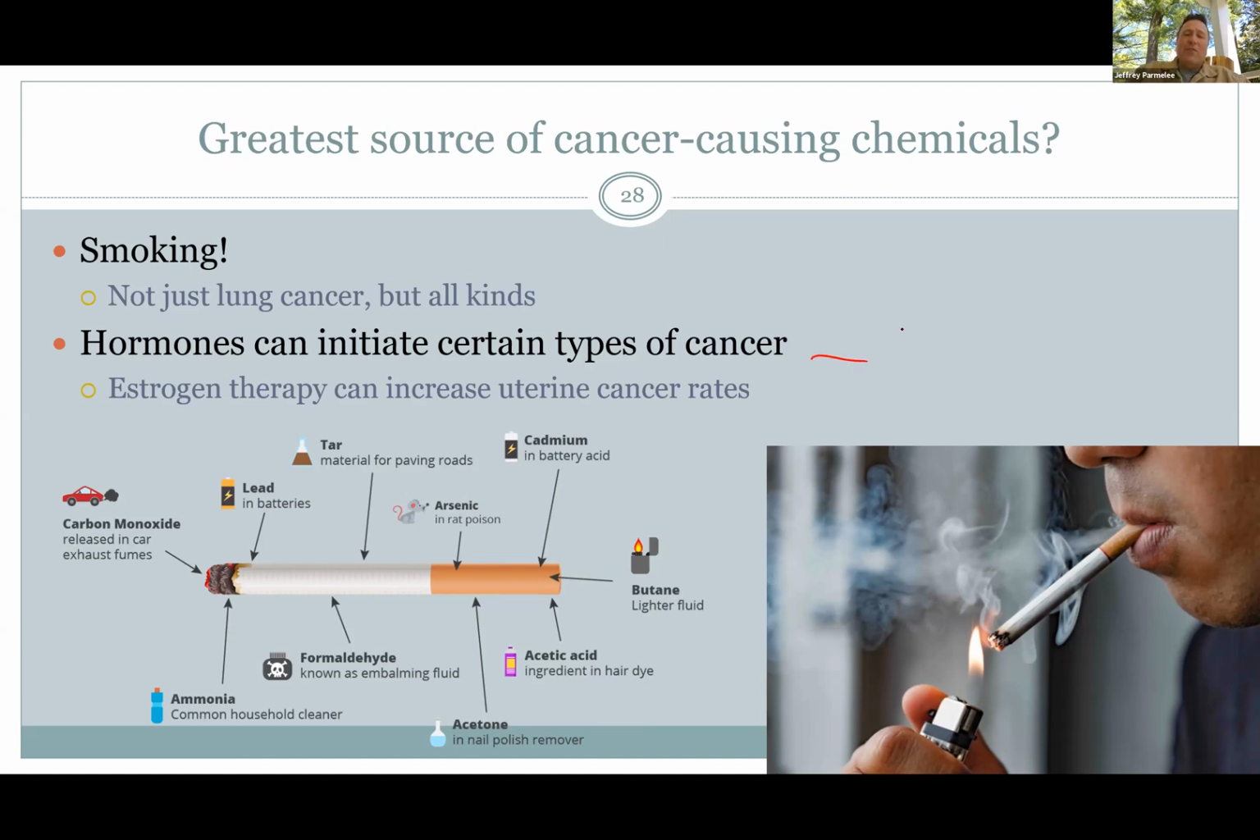And interestingly, too, hormones can be used. You see hormone treatments for cancer, and hormones can elicit cancer too. You have people in menopause, they get hormone replacement therapy, and it puts you at a higher risk of uterine cancer. So, and there's reasons for that.